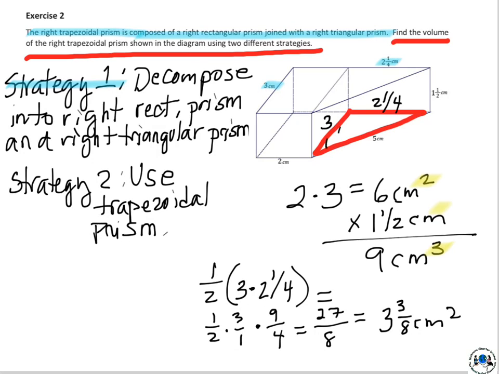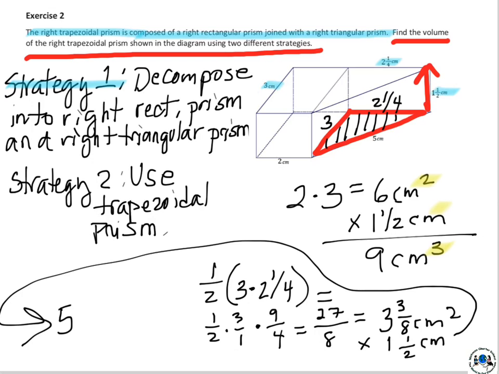Okay, all right, and that's that right there. Oh, I did do it already. Look, I did do centimeters squared there. So that is the base right there, and of course I need to apply my height, which is 1.5 centimeters high, and if I multiply that, I get 5 1/16 centimeters cubed. That is the volume of that right triangular prism.